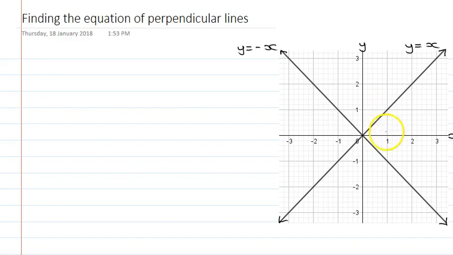Now because I've made sure that the grid is completely square, we can see that this has a gradient of 1. Look at the rise over the run. The rise is 1, the run is 1. Look at the negative line. The rise is negative 1 and the run is 1. So we can see that it's completely square.